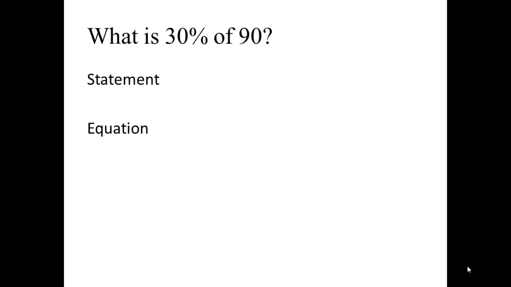What is 30% of 90? What is our part, so our part is 30% of 90, our whole. So we're going to use the variable t for part. Is becomes an equal sign.